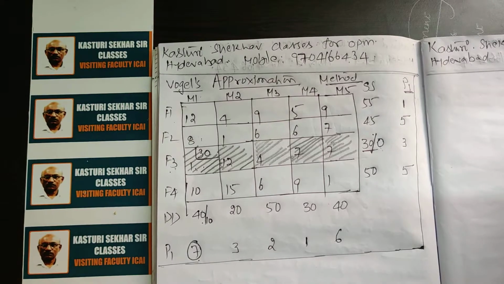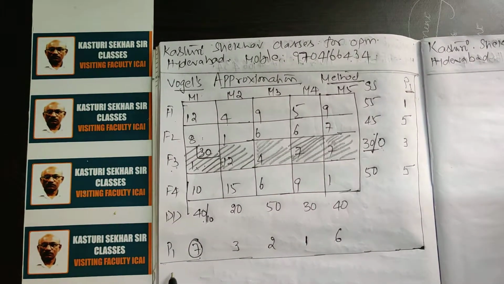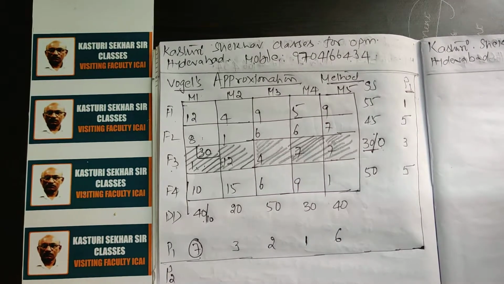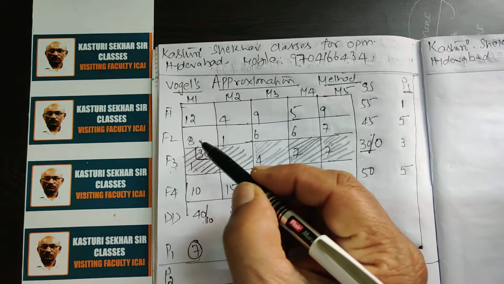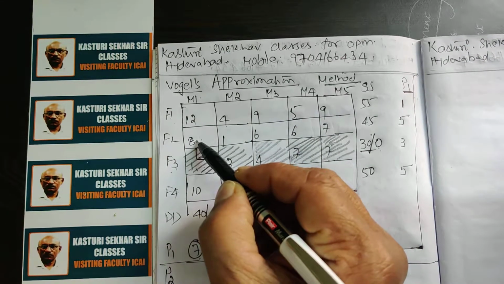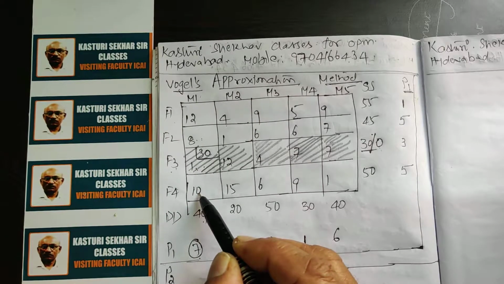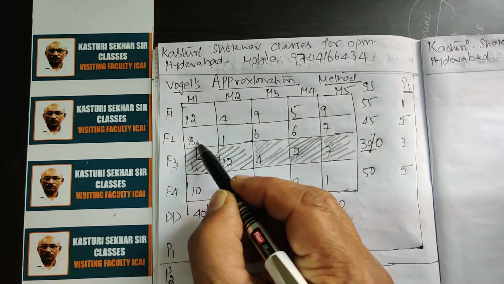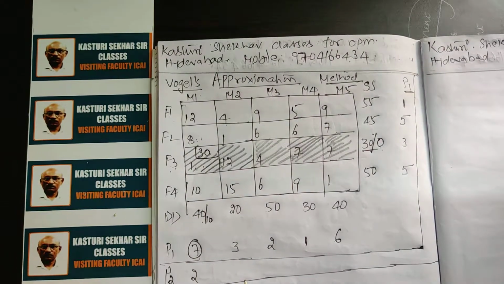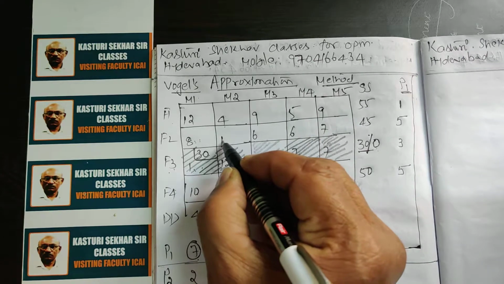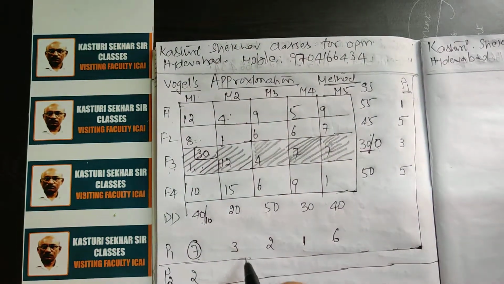Same procedure I'll do. For this reduced cost matrix, I'll calculate penalties. First, let me calculate column wise penalty. This time, lowest cost is 8 rupees. Second lowest cost is 10 rupees. Difference is 2. Lowest cost is 1 rupee. Second lowest cost is 4 rupees. Difference is 3.